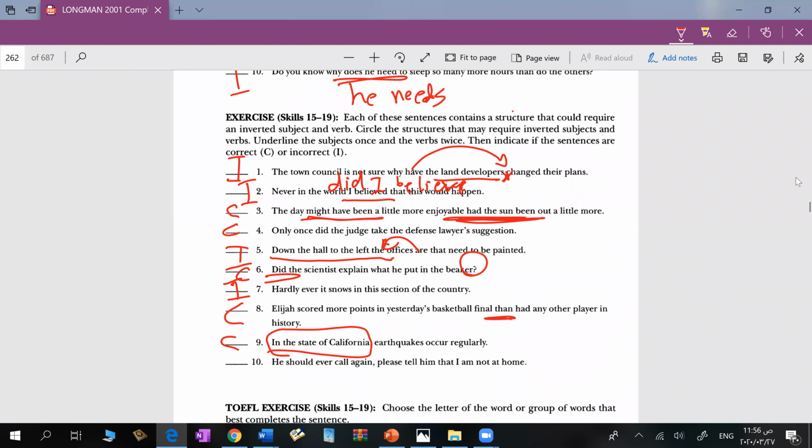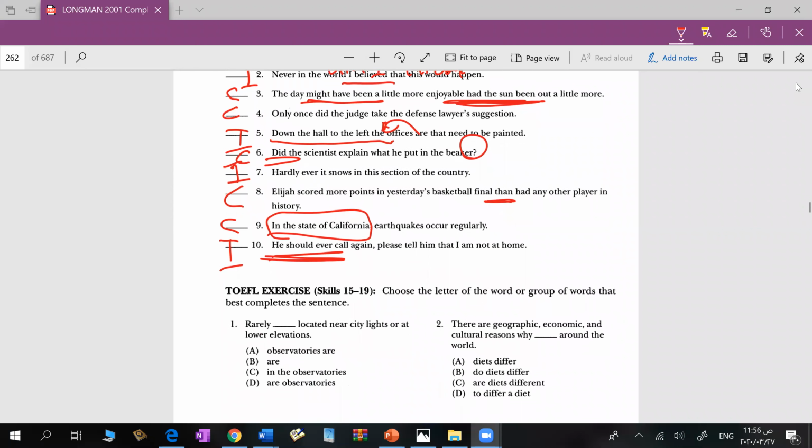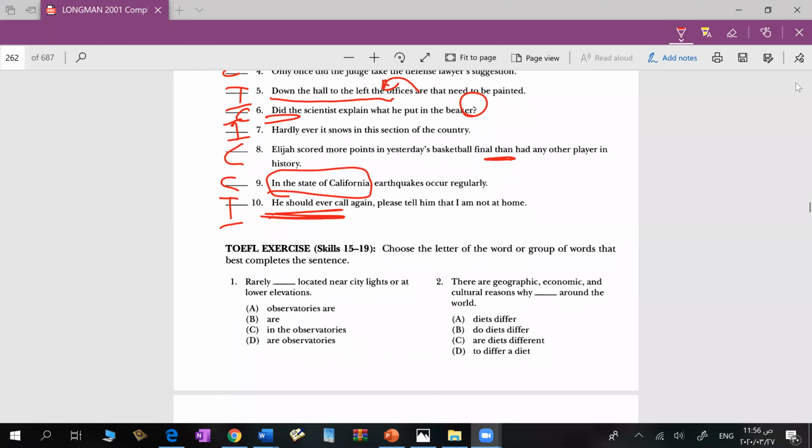Number 10, I think this is Eng. Abir. He should ever call again. Please tell him. This is incorrect. So, should he ever call again? Should he ever call again, please tell him. It means if he should ever call again, please tell him.